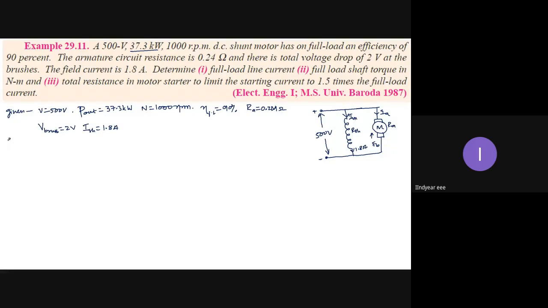So now I have to find the full load line current IL, the full load shaft torque TSH, and third, R external, the total resistance in the motor starter. Starter is an external device connected to the motor. R external is equal to what? So these things I have to find.